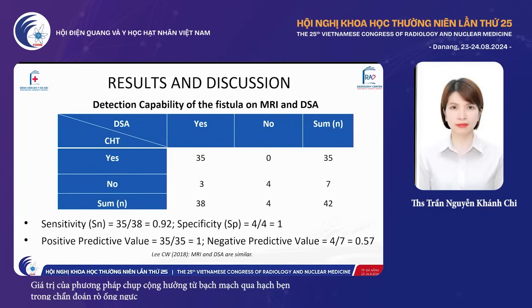Regarding the detection capability of leakage on MRI and DSA, MRI detected 35 cases and DSA detected 38 cases. The sensitivity of MRI is 92% and specificity is 100%. The study of Lee and his colleagues in 2018 also reports that MRI and DSA have similar detection capability in finding the location of leakage.